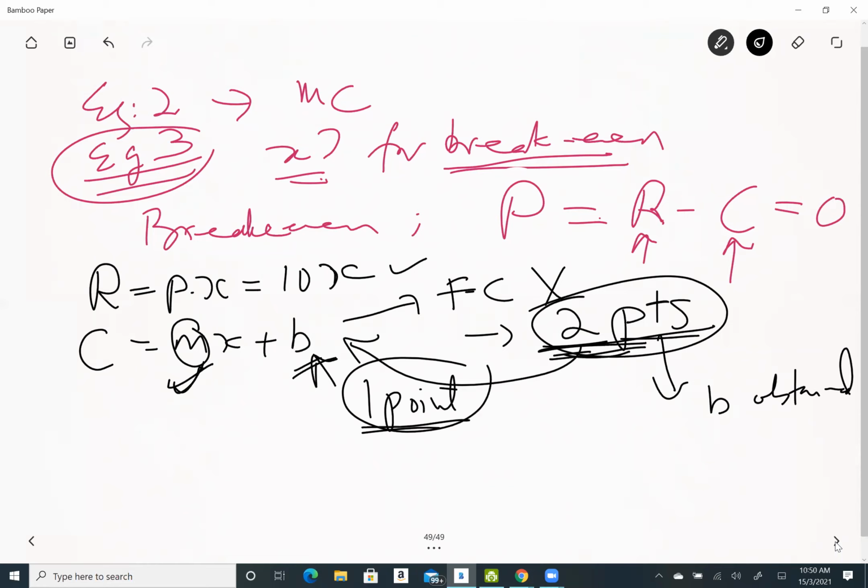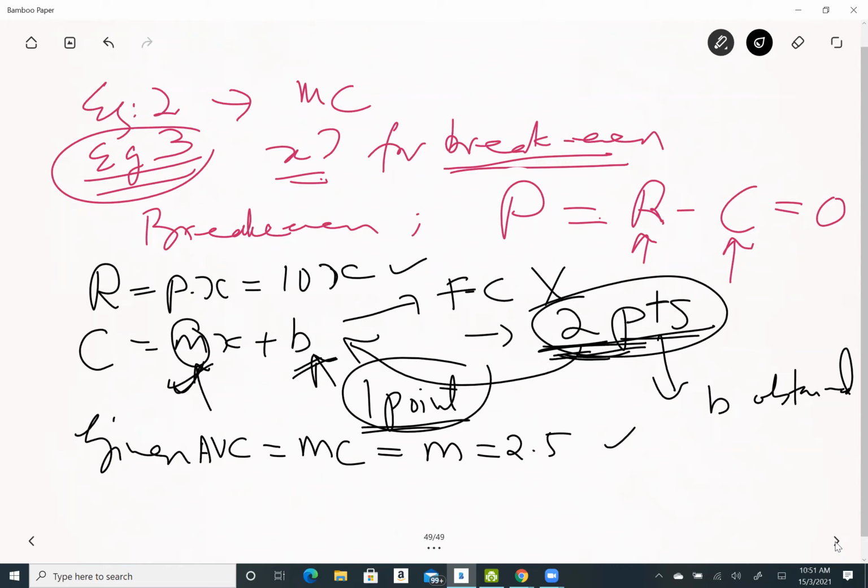Sometimes they give you 2 points. Okay. You see here, they don't give you the fixed cost. They don't give you the variable cost. They give you the slope, which is the average variable cost or the variable cost per unit. So that's why we need to know which is which. I just call it average variable cost, which is equal to the marginal cost, from our discussion just now. That is the slope M, and that is equal to 2.5. So you're given the slope. That is one piece of information.